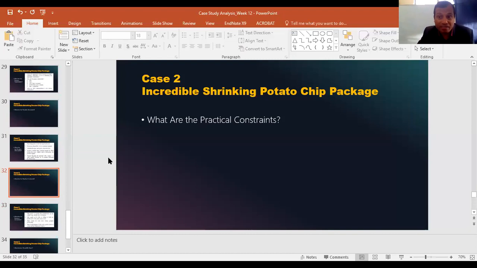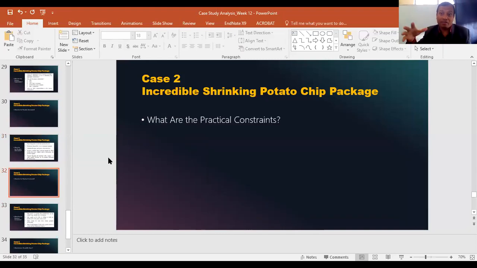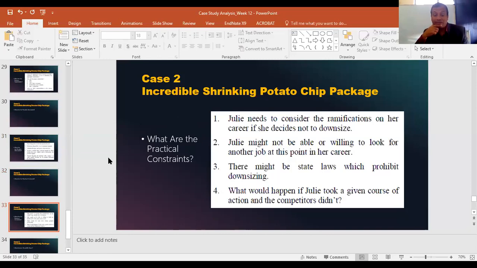What are the practical constraints? Sometimes it's important to understand the constraints, because if you do the alternative analysis, positive and negative, and forget the practical constraints, maybe your answer will not be properly justified. So the constraints have to be there. You need to keep the limitations in mind. So what are the limitations in this case?